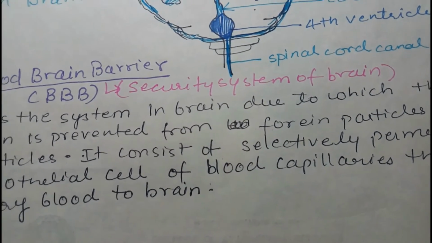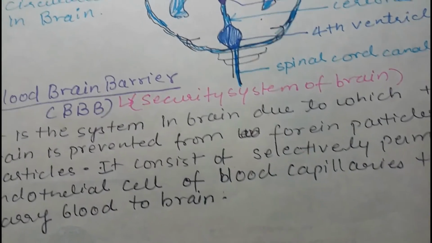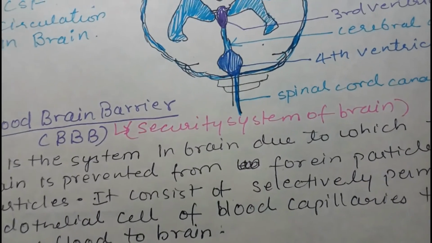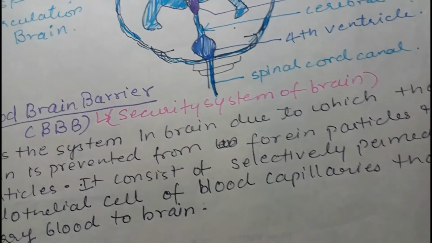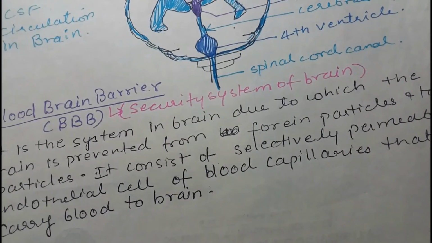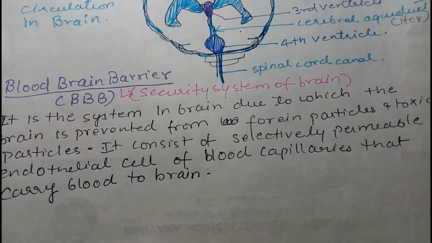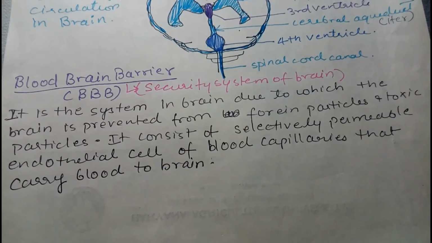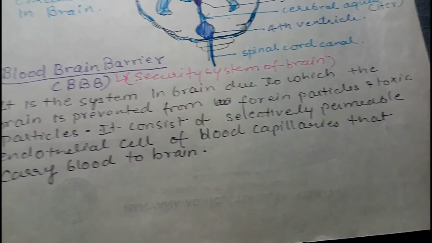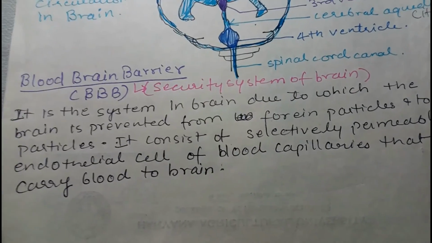the brain. But it is not like that, because the endothelial cells of the blood vessels in the brain are highly, or selectively, permeable. So they will not allow foreign particles and toxic things to move out through the endothelial membrane. The blood-brain barrier is the system in the brain by which the brain is prevented from foreign and toxic particles, and it consists of selectively permeable endothelial cells of blood capillaries that carry blood to the brain.